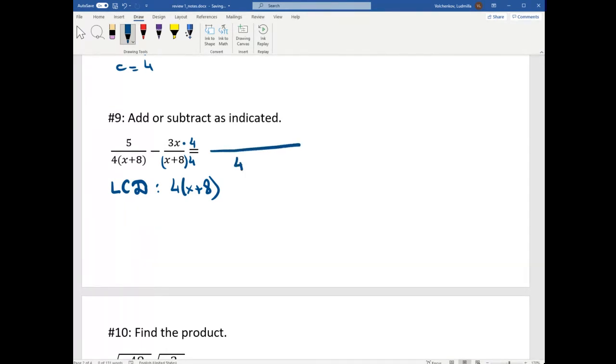4 over x plus 8. The first fraction already has this denominator, so we keep the numerator without change. Be careful if there is a negative sign, don't forget about it. The second fraction's numerator is multiplied by 4, so we have 3 times 4, 12x. In this case, we cannot simplify it anymore. Maybe there will be something to simplify in other variants.